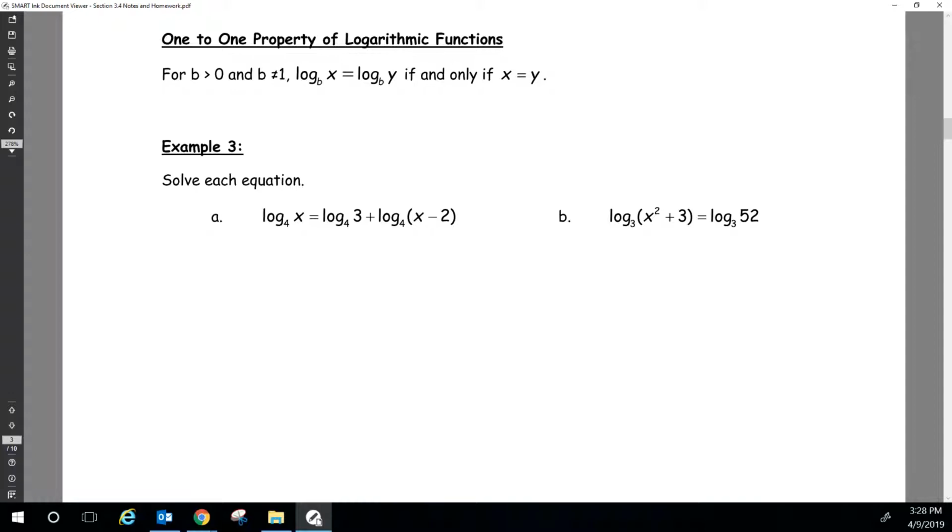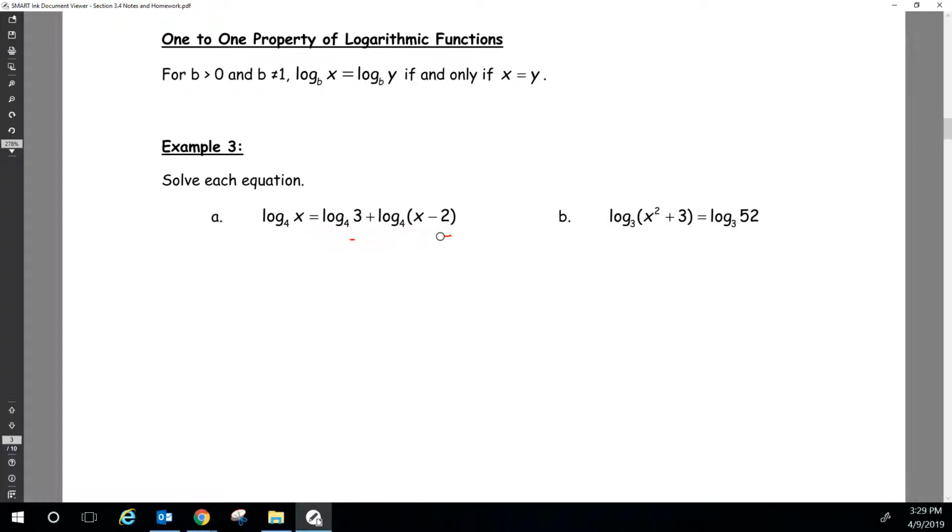We've also got, just like we had a one-to-one property of exponents, the same thing for logarithmic functions. What that means is if you've got log of the same base equal to another log of the same base, then the arguments have to be equal to each other. So in order to see that, for example number 3, we've got to make this into one log here.